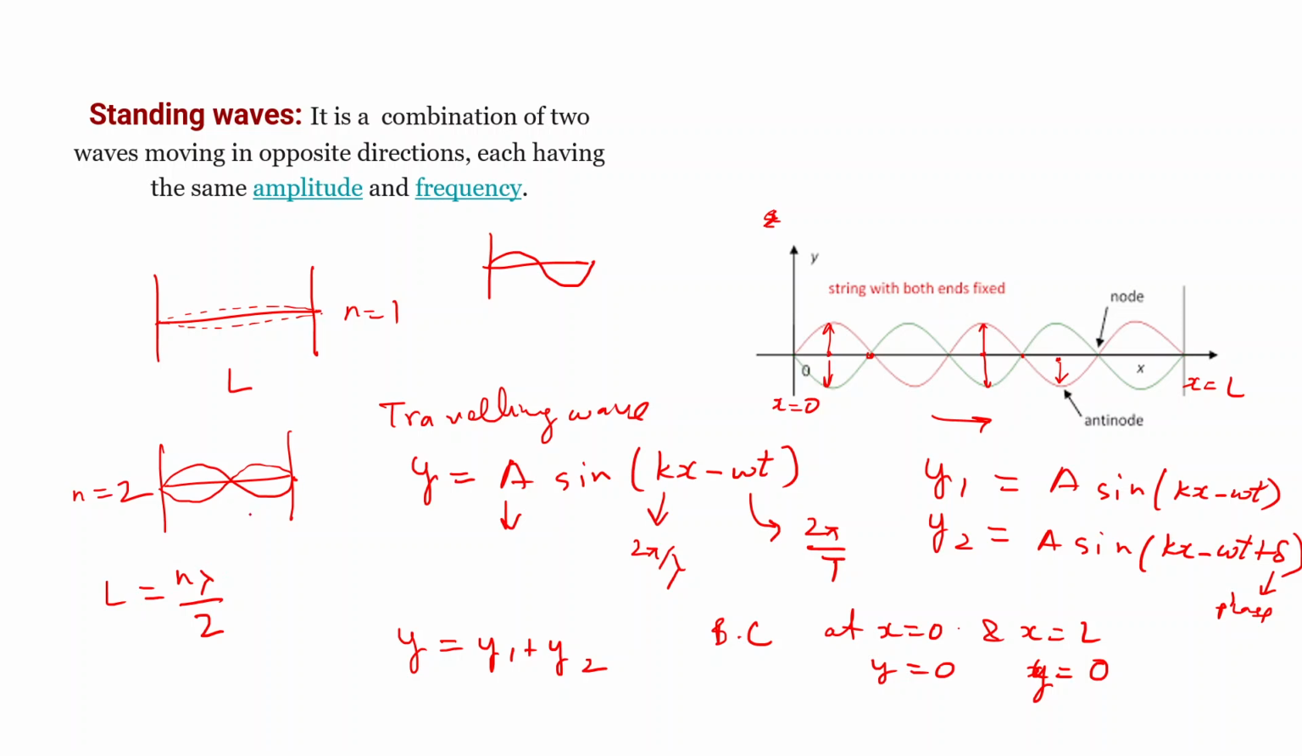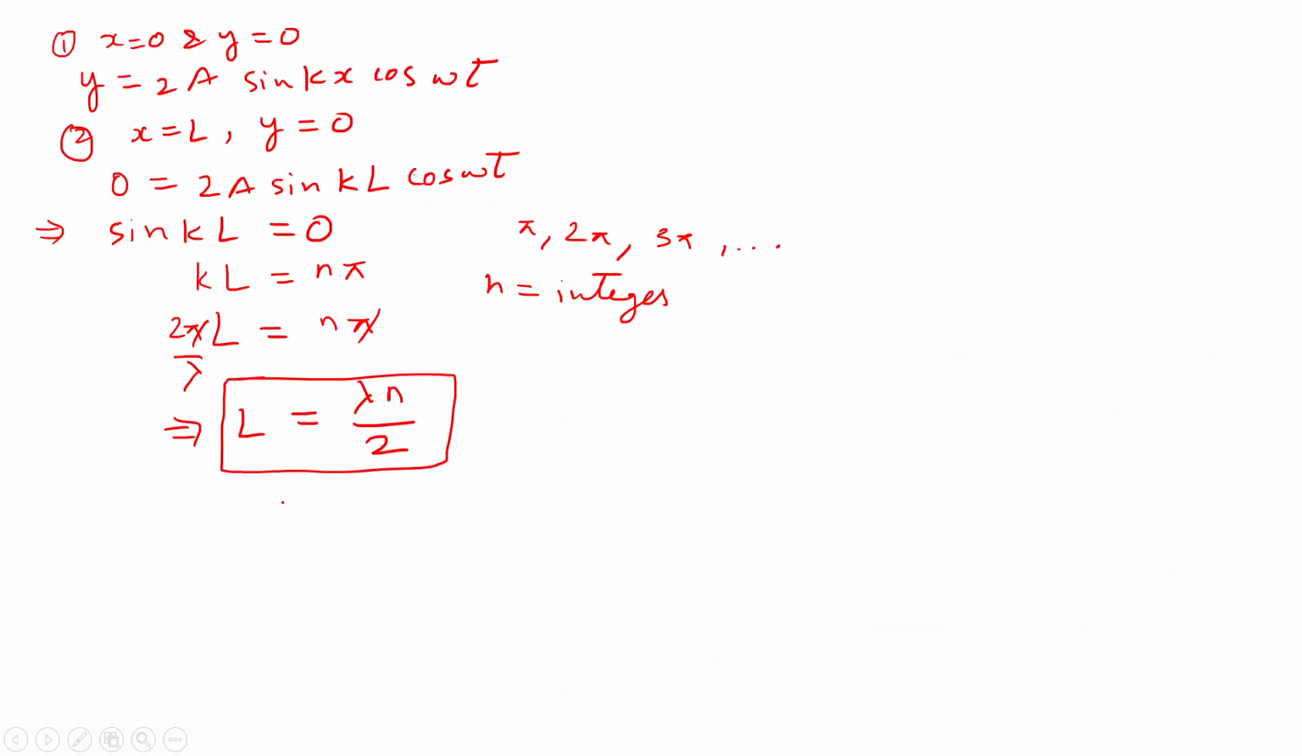We can clearly see that is correct. So this n here is the mode, and this relation we have obtained tells that the length of this string is an integral multiple of half wavelength, where n is equal to 1, n is equal to 2 are the modes. Now this n is equal to 1 is called the fundamental mode.